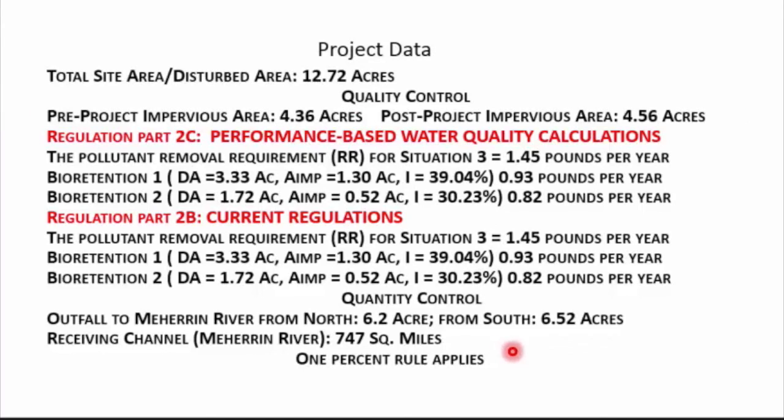The outfalls on the north and south side of the bridge to the river are 6.2 and 6.52 acres, respectively. Given that the receiving channel has a drainage area of 747 square miles, the 1% rule applies in this case.